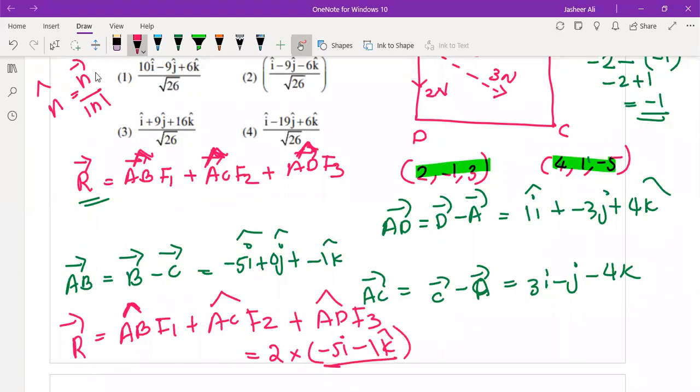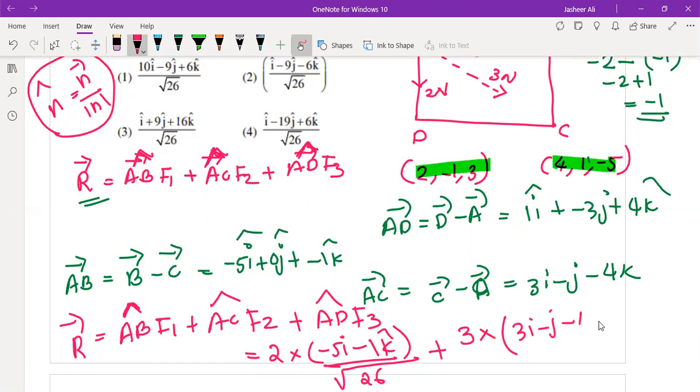For the unit vector, that vector is divided by its magnitude. So we need to take its magnitude. Magnitude means 5 square plus 1 square, 26, plus the second vector. What is the second vector? Force F2. The second vector is 3. So 3 into AC. AC is this one. So we need to substitute for AC. AC means 3i minus j minus 4k.